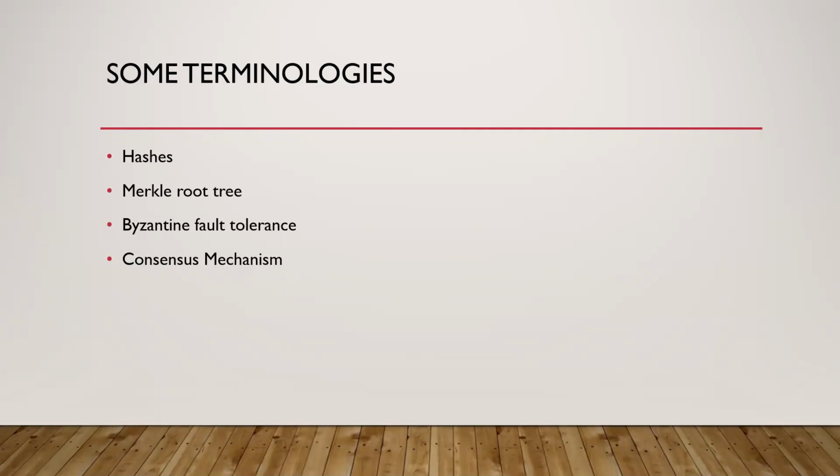These are the main four terminologies that we'll talk about. The main things right now are hashes, Merkle root tree, and consensus mechanism. I'll give you a bit of detail about what Byzantine fault tolerance is as well.